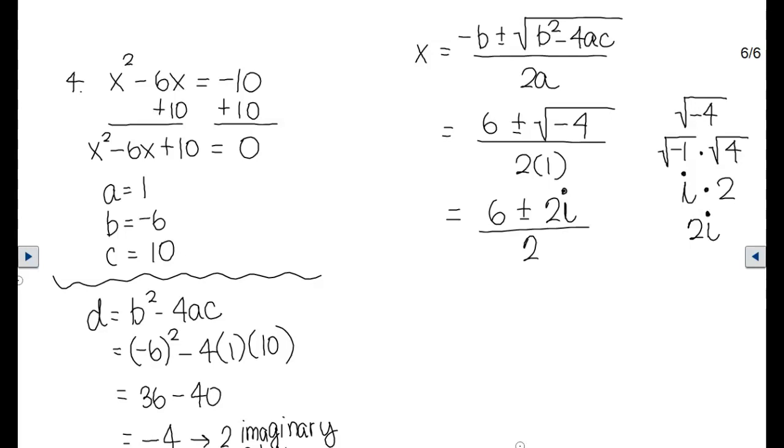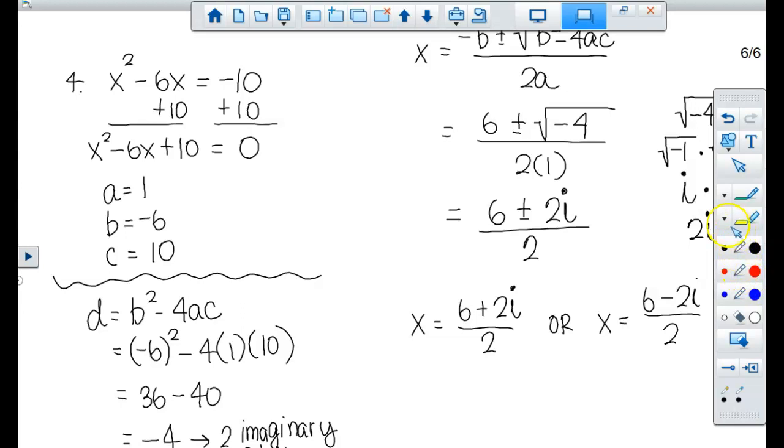So your imaginary answers are happening because you're being asked to take the square root of a negative number. Now, x can be one of two things. It can be 6 plus 2I divided by 2, or x can be 6 minus 2I divided by 2. Now, again here, we're supposed to work this out as much as we can, but I can't do 6 plus 2I. I don't know what that is. I can't do 6 minus 2I. I don't know what that is. But here's what we can do.